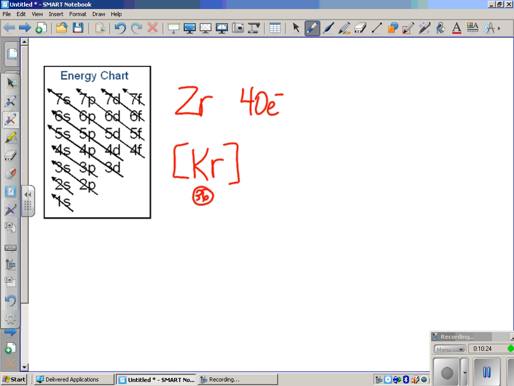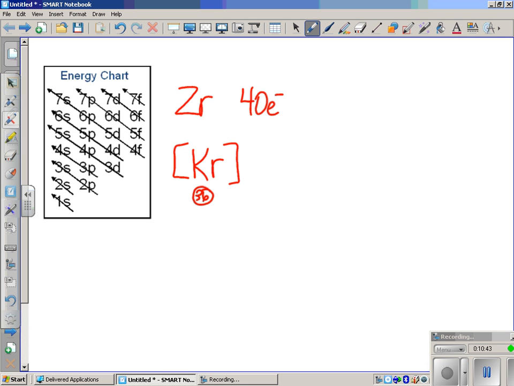And the cool thing is krypton has 36 electrons. So out of your 40, by writing krypton in square brackets, you have already used 36 of 40 electrons. So now we only have 4 more left. Now, to decide where to pick up, because you've skipped 36 electrons, here's what you do.